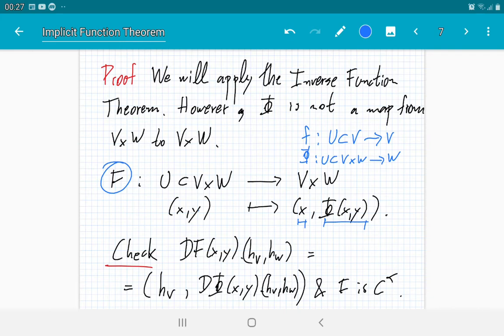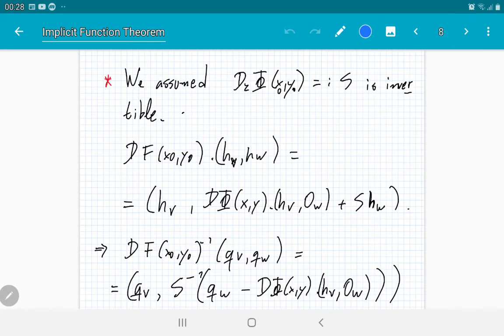So there's a little exercise that you have to do, which is to look for the derivative of capital F. And it turns out it has this form. So you apply it to a pair of vectors in V times W. What you get is the first coordinate, which is just a linear transformation, the identity linear transformation itself. In the second coordinate, you get the derivative of phi. And you can repeat that with the higher derivatives to argue that since phi is C alpha, F is also C alpha. So this is something you need to check. I'm not going to do it for you. I can do it in class if you like.